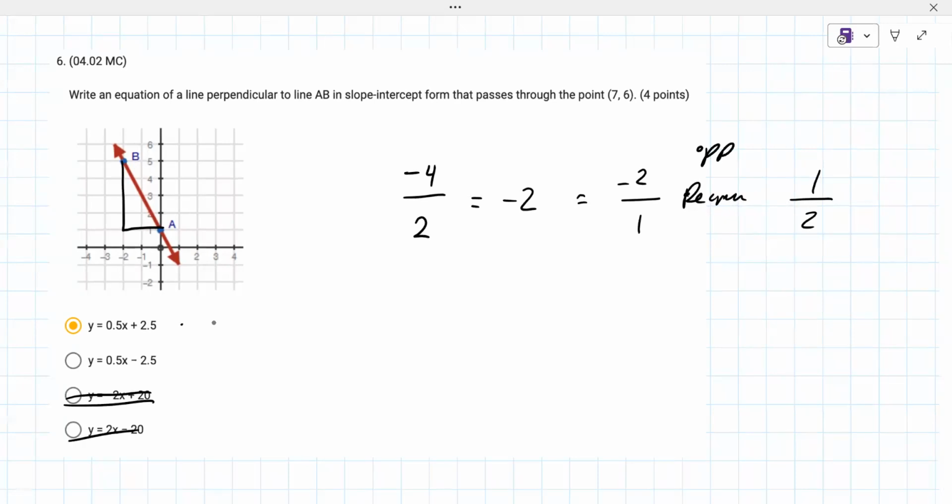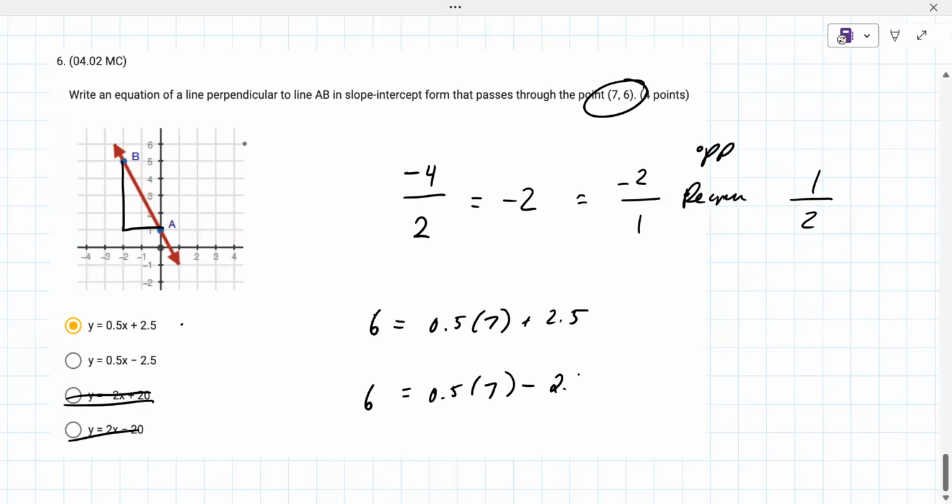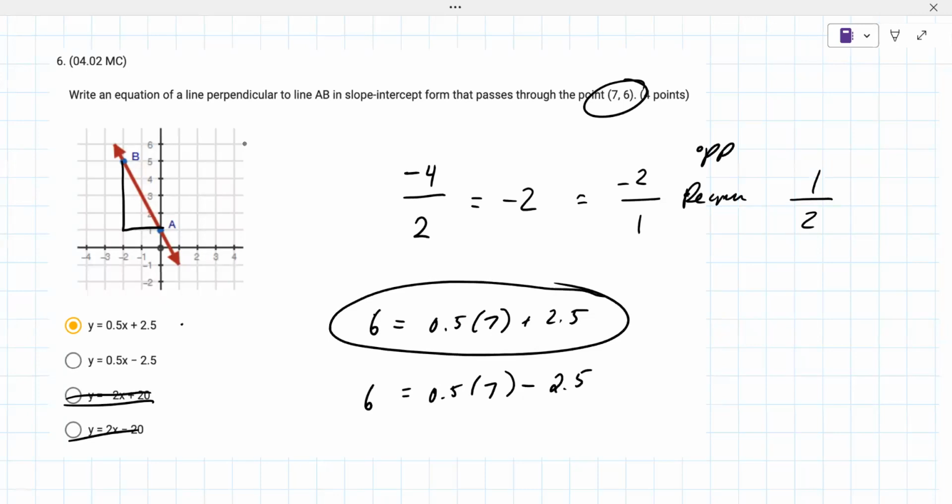Okay. So the way to proceed from here, if it's multiple choice, is you could basically just try the points. Is 6 equal to 0.5 times 7 plus 2.5? Or is 6 equal to 0.5 times 7 minus 2.5? And you'll find that it is in fact the first one. Got it.